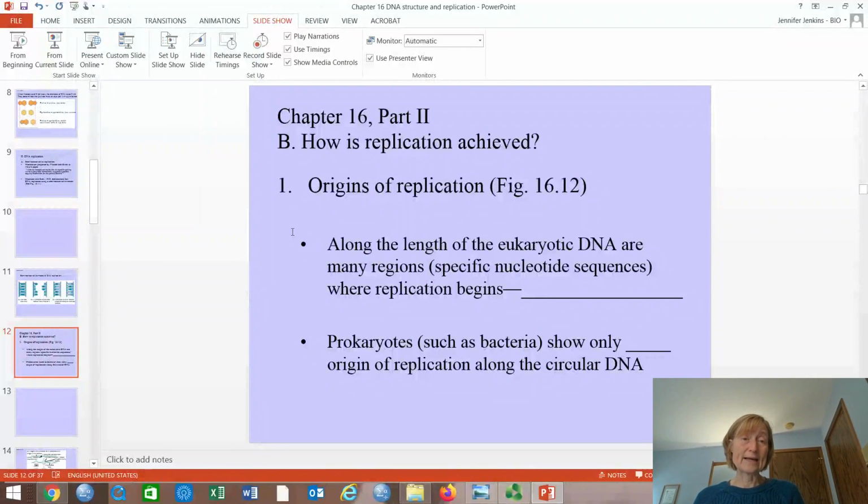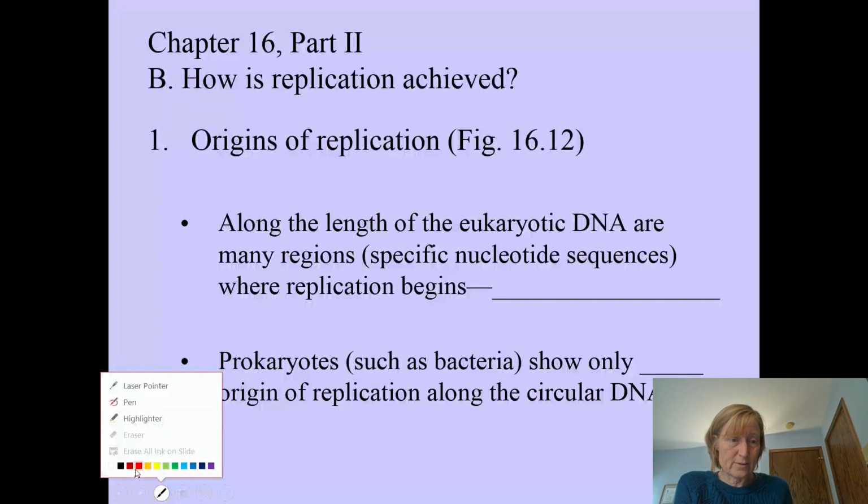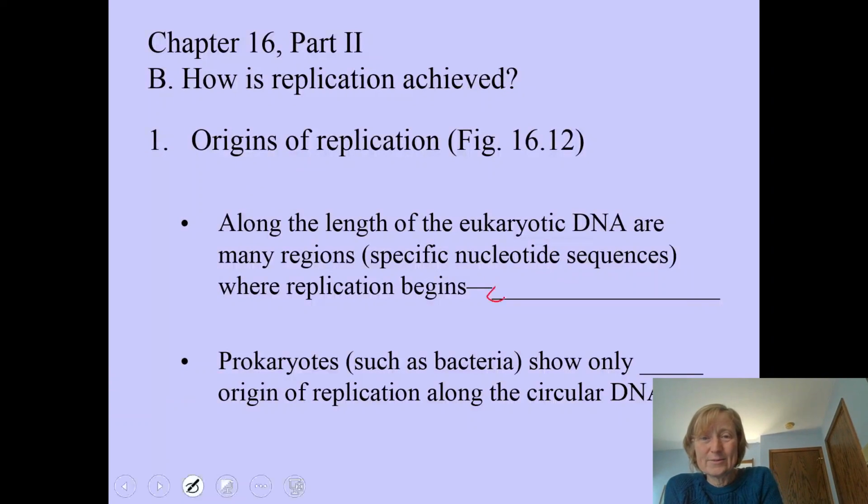First of all, when we look at replication, we ask, where does it start? Where does DNA replicate? Well, in eukaryotes, like our cells, DNA replication starts in many different spots along the way. Along the length of eukaryotic DNA are many regions where replication begins. These regions are called origin sites. Let's draw a picture of this in a second.